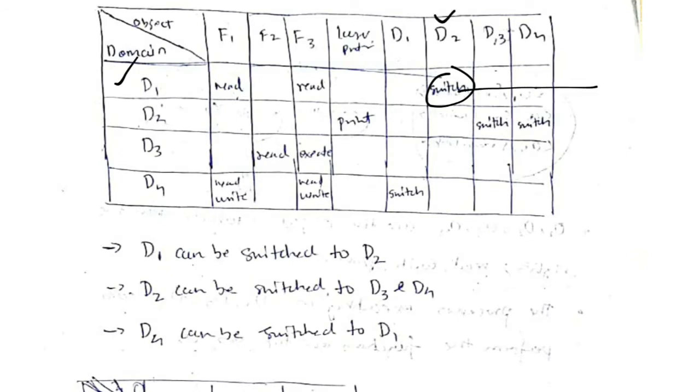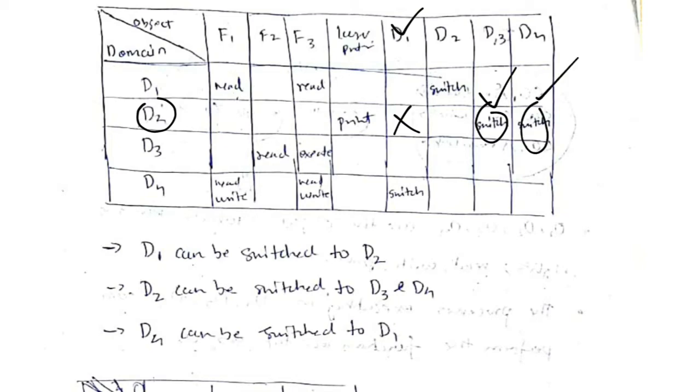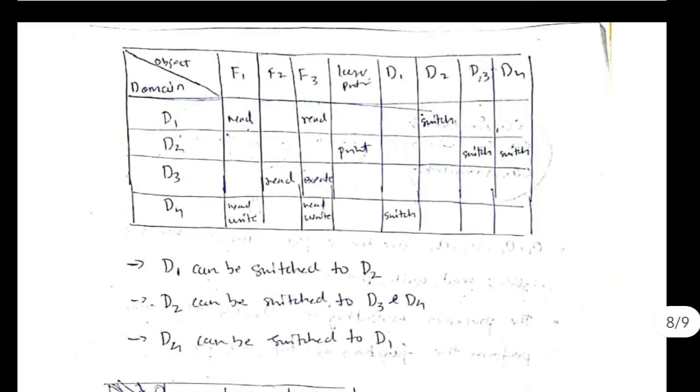If I want to switch from domain D1 to D2, is it possible? That will be specified by the cell here. If switch is there for D1 and D2, then that means I can shift from domain D1 to D2. Coming to D2, which domains can I shift to from D2? Can I shift to D1? No. Can I shift to D3? Yes. Can I shift to D4? Yes. So this is specified by the switch keyword.